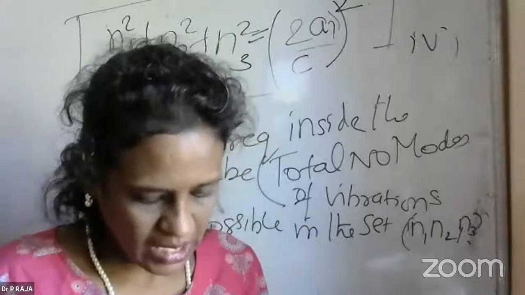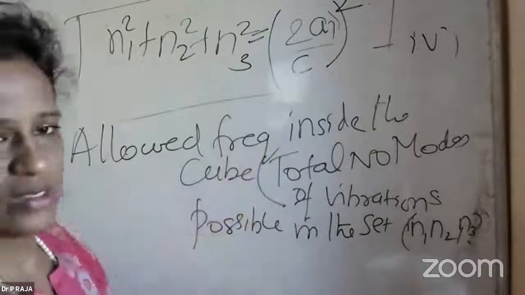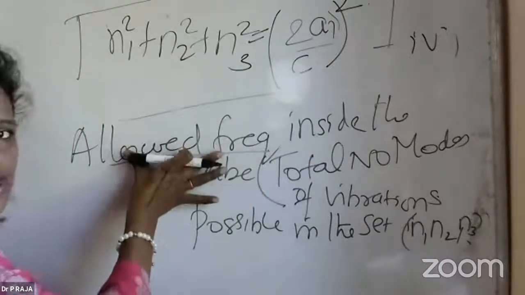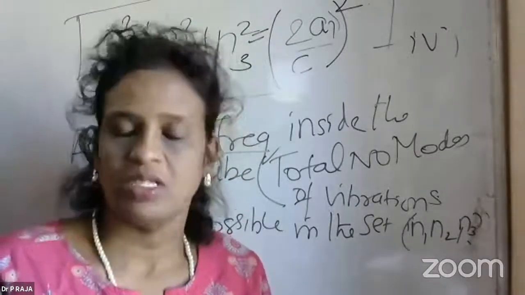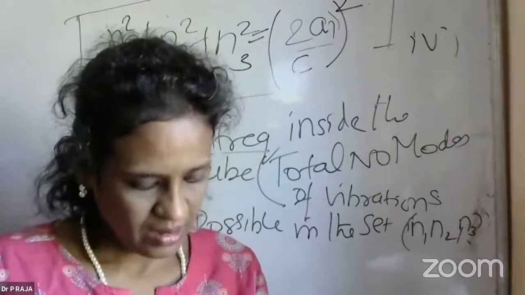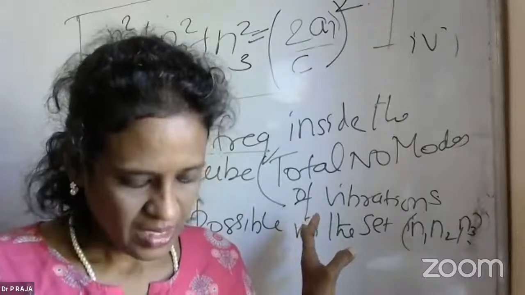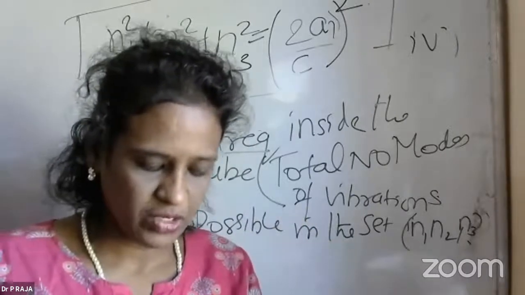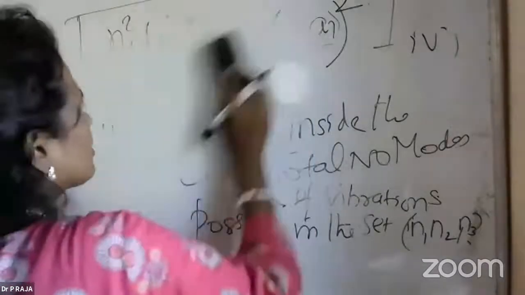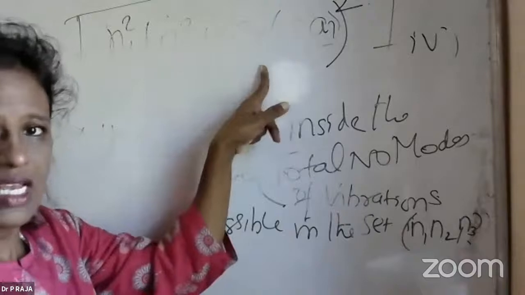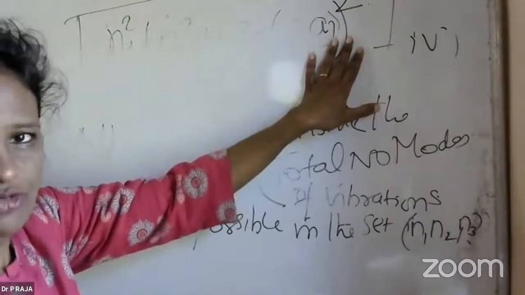Now our first aim is the calculation of the allowed frequency. Let us first consider the mode of vibration in a two-dimensional case. Instead of n1, n2, n3, I'm going to take n1 and n2. Okay, n1 and n2 is also equivalent to the same equation, for your information.